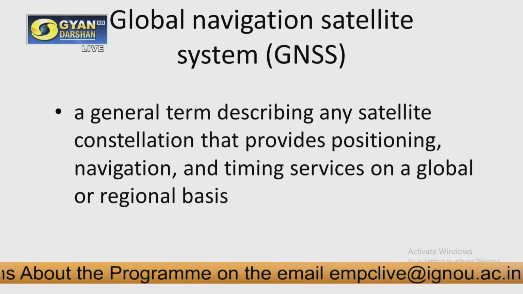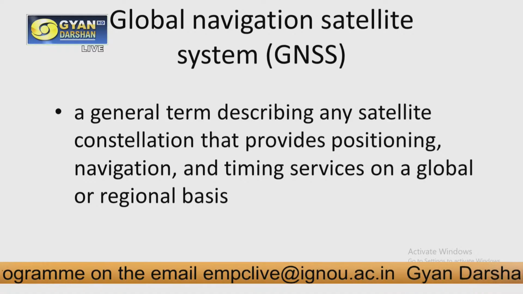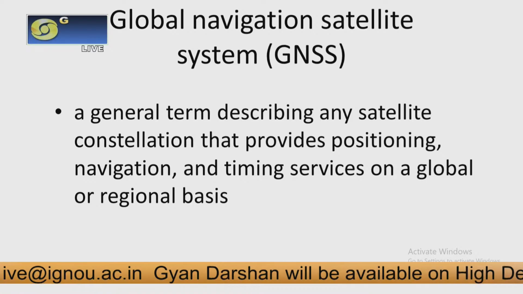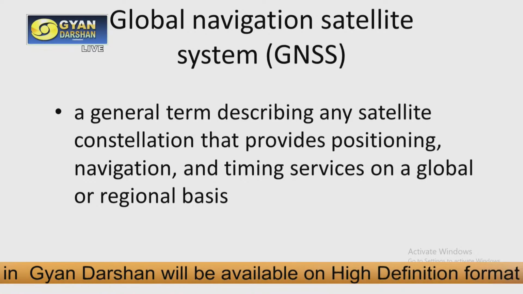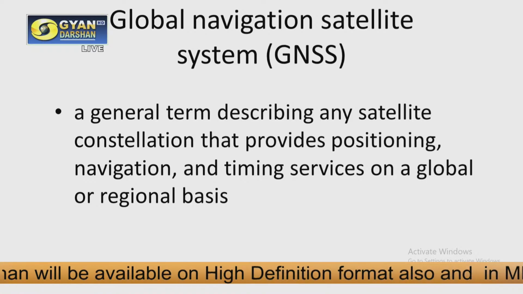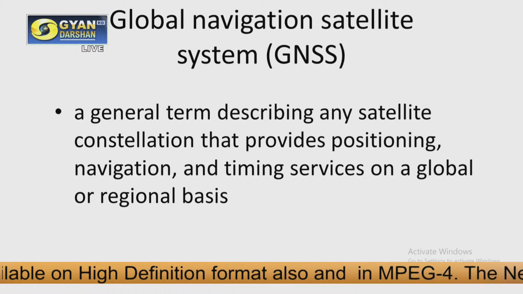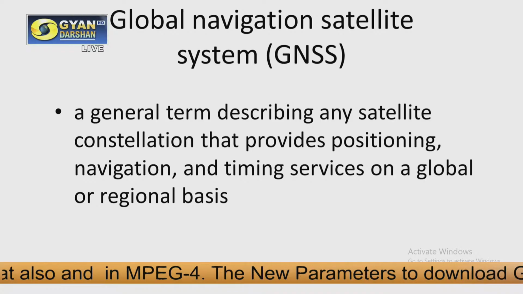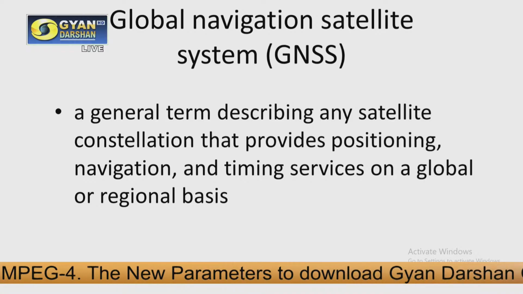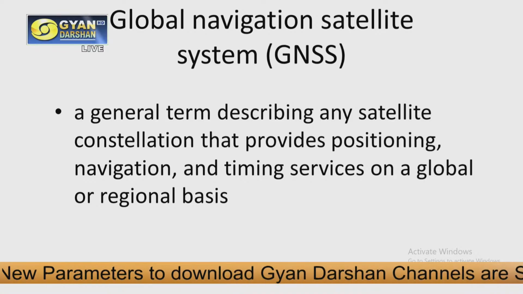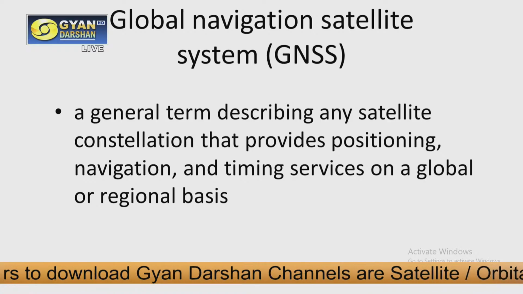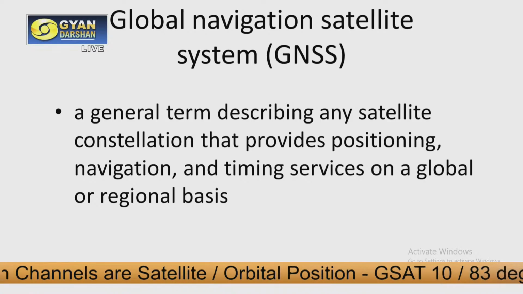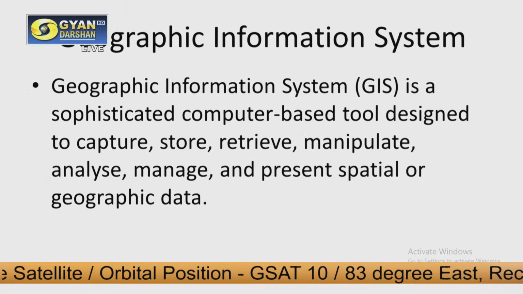Now we have the global navigation satellite system, or we also collect information through the global positioning system. It is more popularly known as GPS, but we say global navigation satellite system. It is a constellation of satellites that provides information about positioning, or in simple terms, it gives you the lat-long or the coordinate information of the object, whether it is stationary or moving, and also timing services on a global or regional scale.